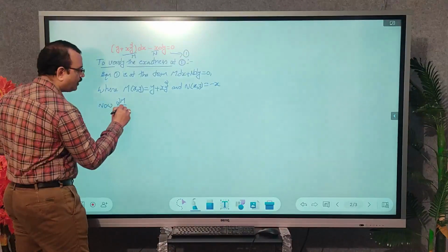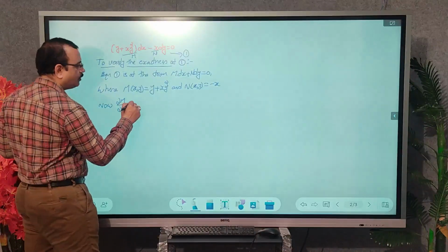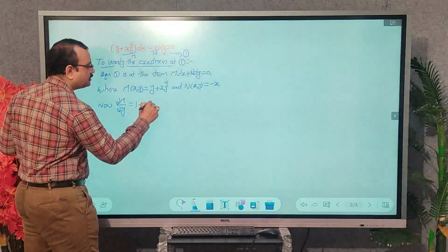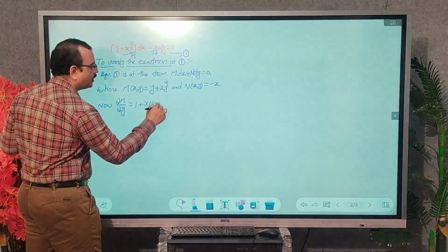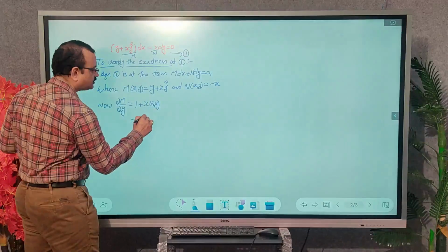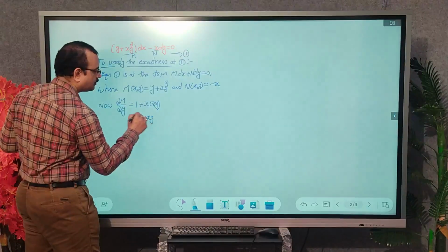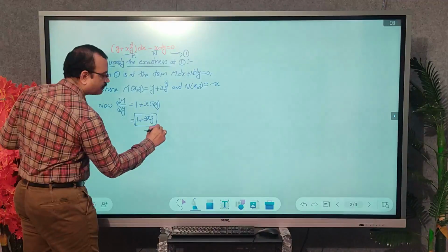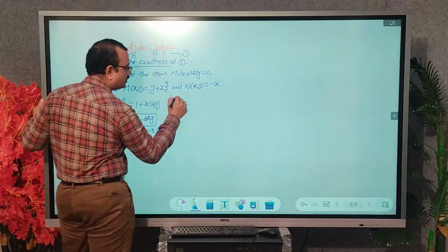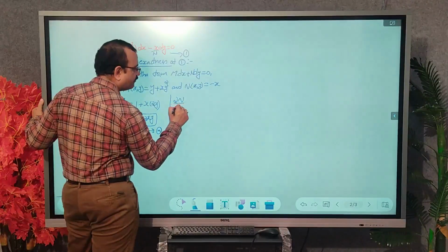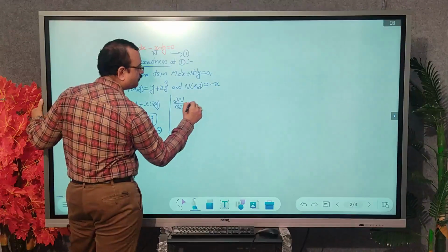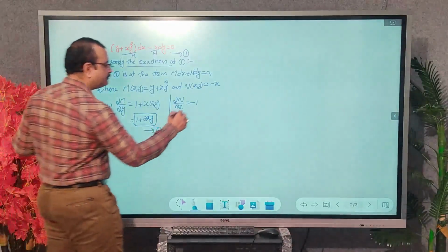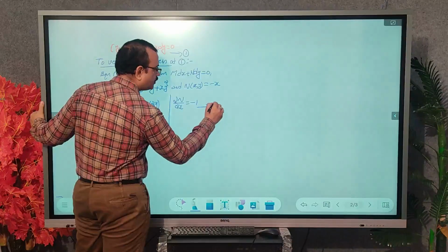Now ∂M/∂y is equal to, so the derivative of y is 1 and here x is a constant, and the derivative of y² is 2y, so you will get 1 + 2xy. Okay, take this as equation A. Similarly, calculate the partial derivative of N with respect to x. The derivative of x is 1, so we will get ∂N/∂x = -1. Take this one as equation B.